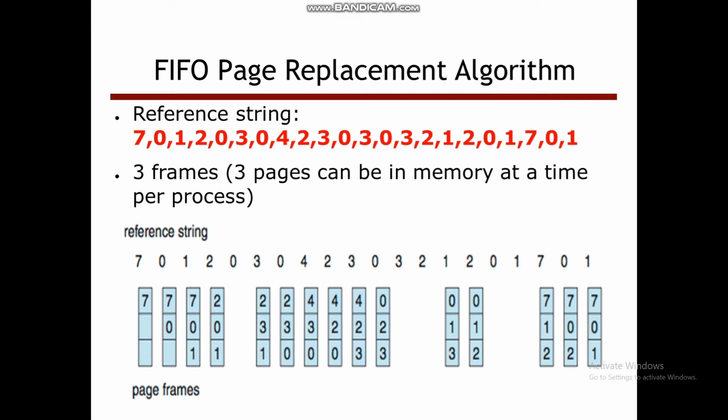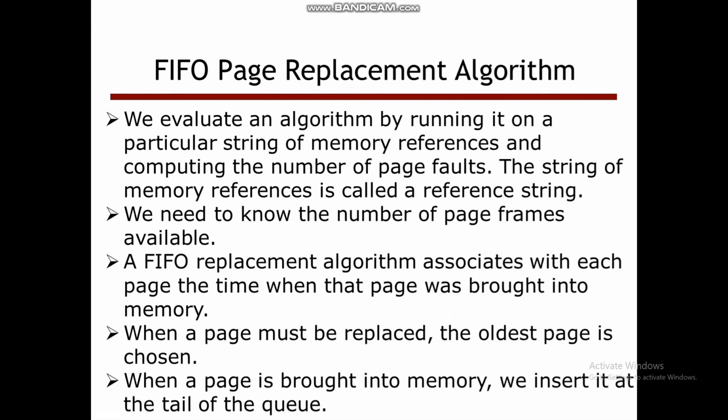First we will see the FIFO replacement algorithm with a given reference string, and we are assuming that we have 3 frames, that is, 3 pages can be loaded in memory per process. So these are the 3 frames, and we have a reference string of this type. So what is a reference string? A reference string is the string of memory references.